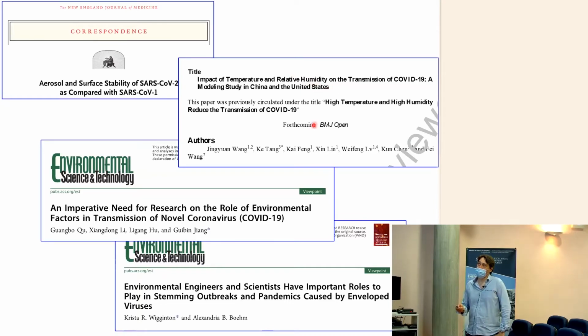At the beginning, the title of this paper was High Temperature and High Humidity Reduced Transmission of COVID. Wow, I was really impressed because I said, okay, maybe we can do something with humidity, which is the thing I understand. Then they changed it to Impact of Temperature and Relative Humidity on the Transmission, a modeling study, blah, blah, blah. So things really changed with time. And these two papers maybe made me decide to try to do something while I was locked down. They call for environmental scientists. I don't know if I am an environmental scientist, but at least I know something to try to understand the role of environmental factors in the transmission of coronavirus.